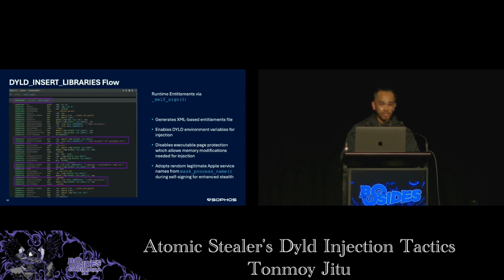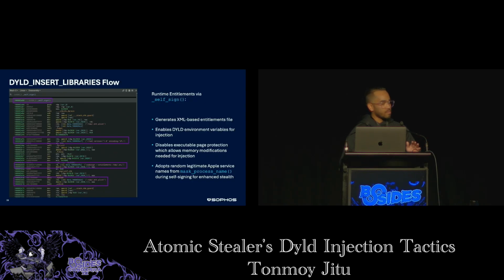So when I was reverse engineering the sample, this is what it looks like when you open it in Binary Ninja. You have multiple functions that it's using, but one of the most interesting ones that I found was the self-sign function, which is generating XML-based entitlement files. It also enables DYLD environment variables for injection. It disables page protection so that it can modify the memory space for injection. Also, it uses another function named mask process name, which gets benign processes which are already running in your machine and pretends the child process to be named as that.